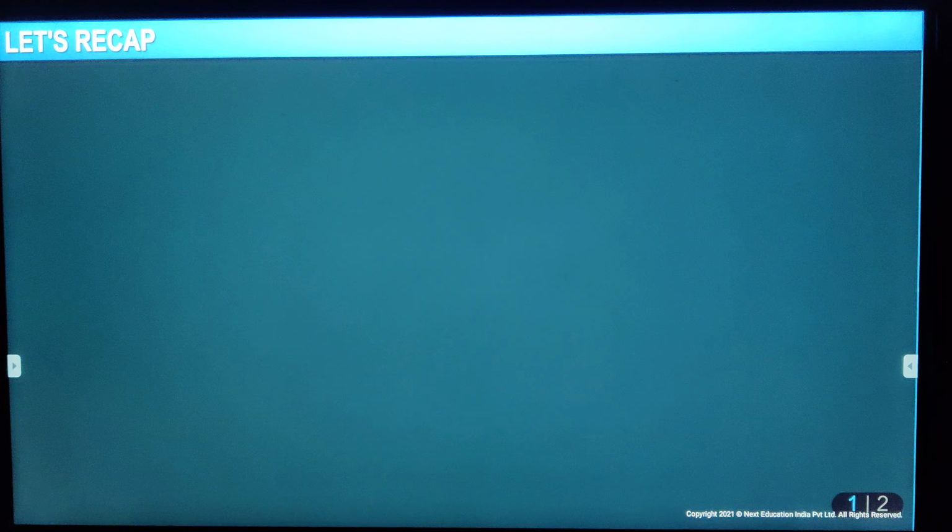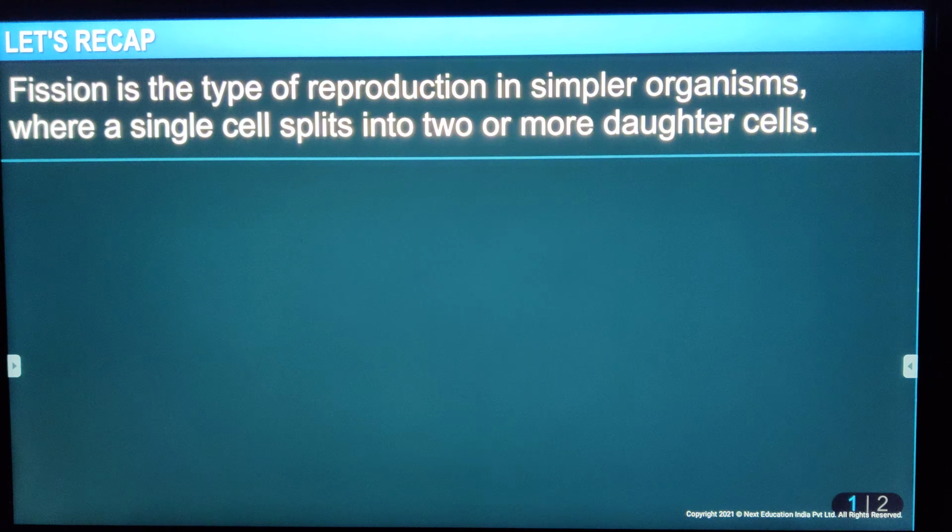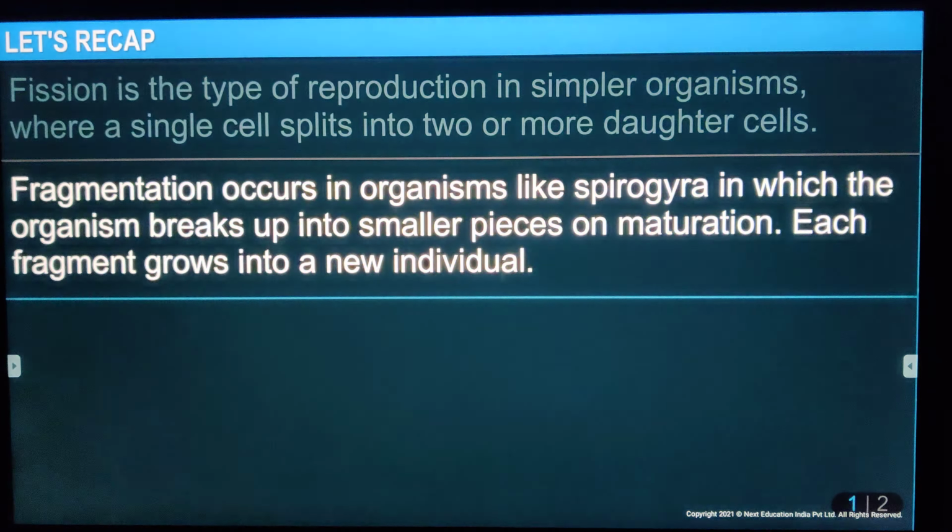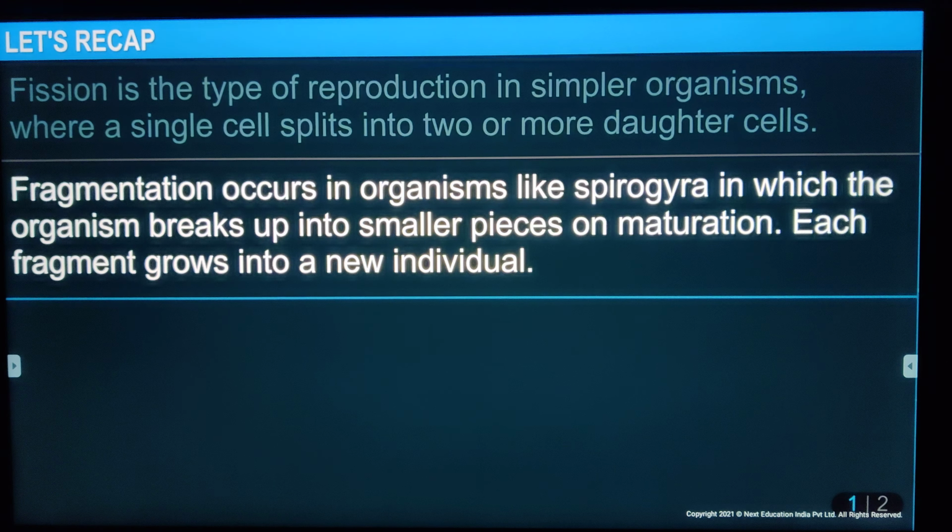In this module, you learned that fission is the type of reproduction in simpler organisms, where a single cell splits into two or more daughter cells. Fragmentation occurs in organisms like Spirogyra, in which the organism breaks up into smaller pieces on maturation. Each fragment grows into the new individual.